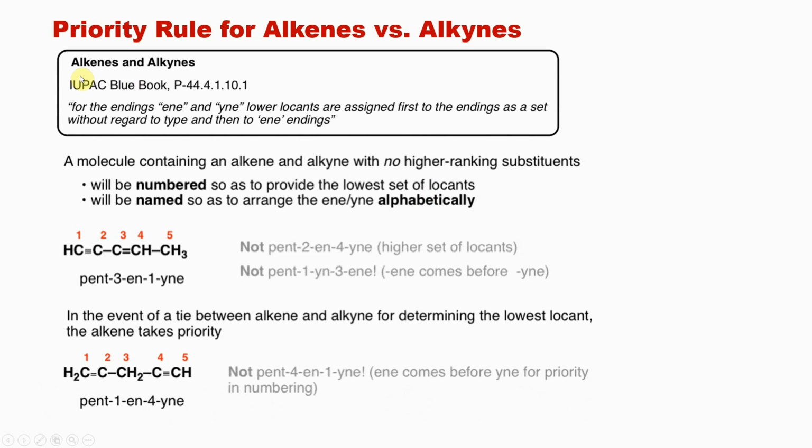Now after the amine you get here double bond and triple bond, alkene and alkyne. Between the two, this is the way in which IUPAC has said it: for endings ene and yne, lower locants are assigned first. So if both are present, the weightage for both will be equal. You have to see from which side the numbering comes out lower, whether the double bond gets lower numbering or the triple bond gets lower numbering.